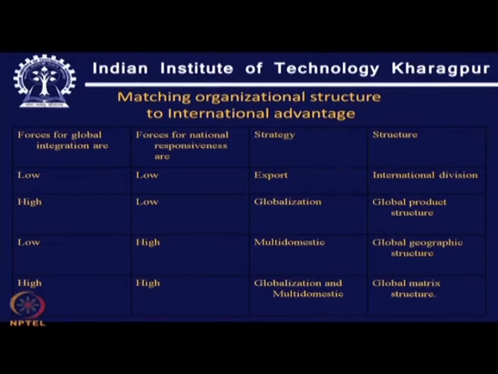If the forces for global integration are low, forces for national responsiveness are high, and the strategy is multi-domestic in nature, the structure is global geographic structure. Again, if the forces for global integration are high, forces for national responsiveness are high, and the strategy is globalization and multi-domestic, then the structure is global matrix structure.